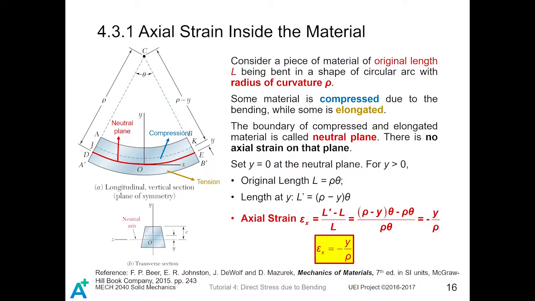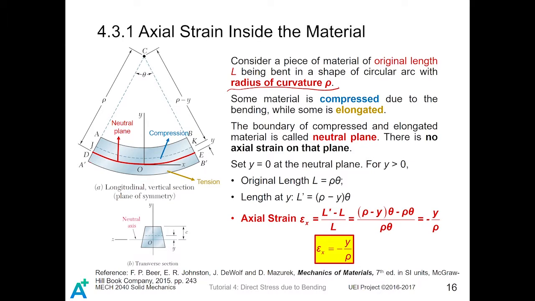Consider a piece of material with the original length L being bent in a shape of circular arc. The circular arc has a radius of curvature ρ. For this piece of material, some portion is compressed, while some portion of the material is being elongated. As you can see, the length of this arc must be smaller than the length of this arc.